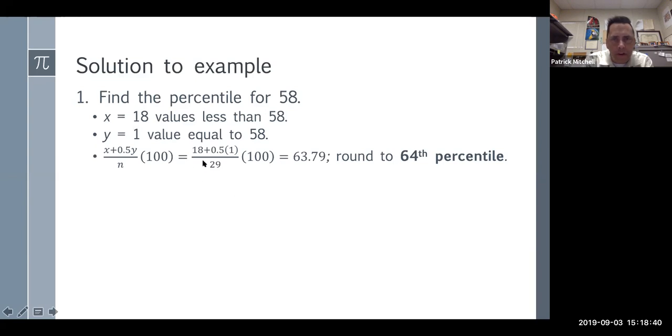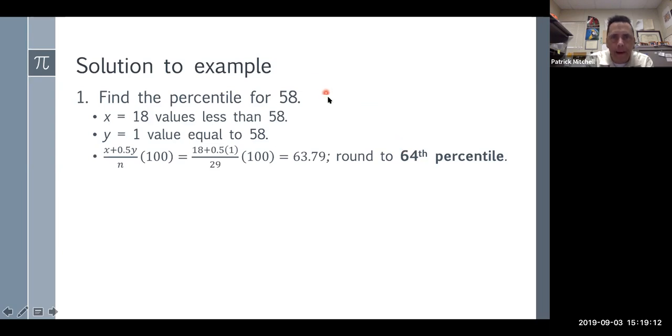So you put those into the formula. 18 plus half of 1, and then divide by 29. Converted to a percentage comes out to 63.79. So when I round that to the nearest whole number, it comes out to 64. So a 58-year-old actor who wins this award is at the 64th percentile. So roughly speaking, 64% of people won it younger, and the other 36% won it older.